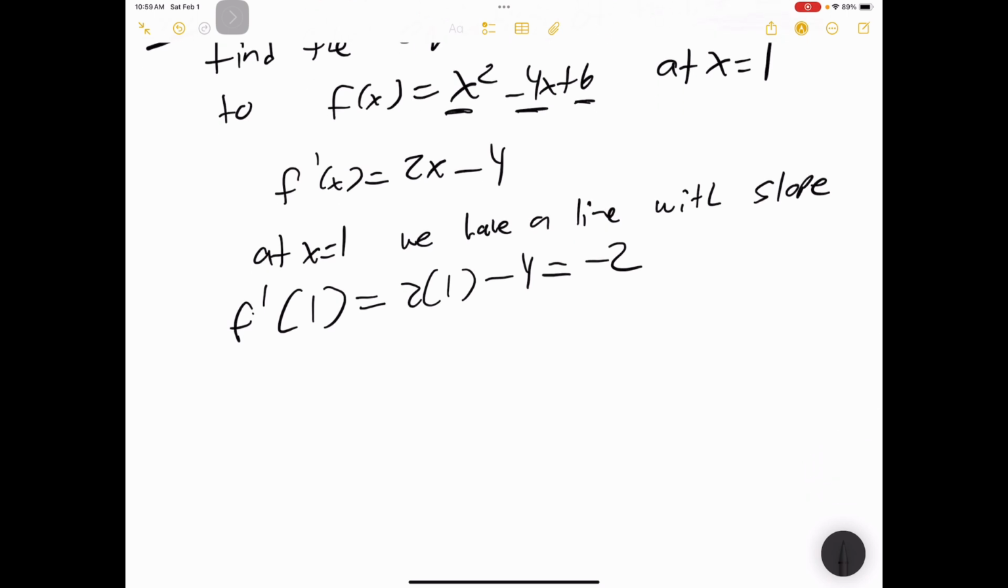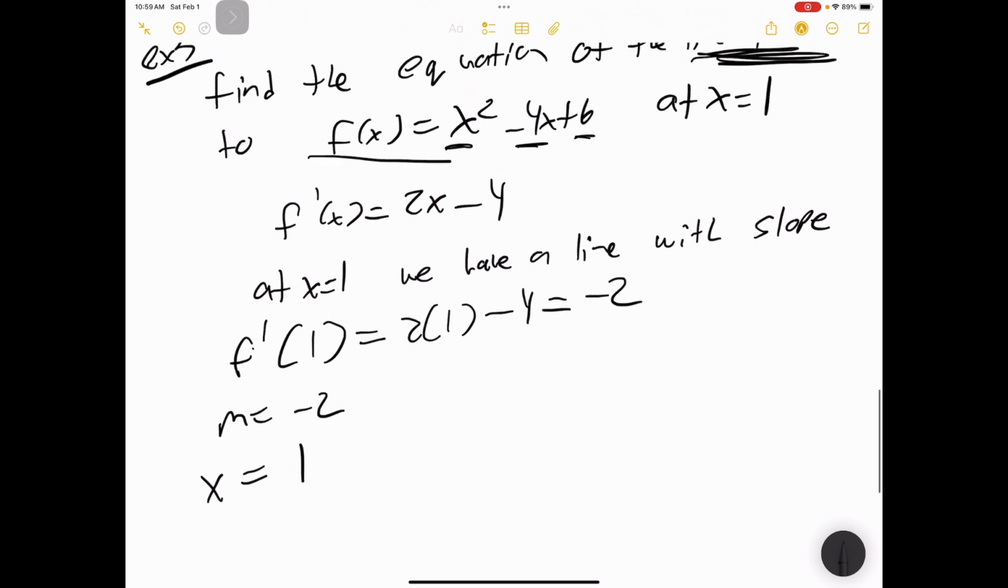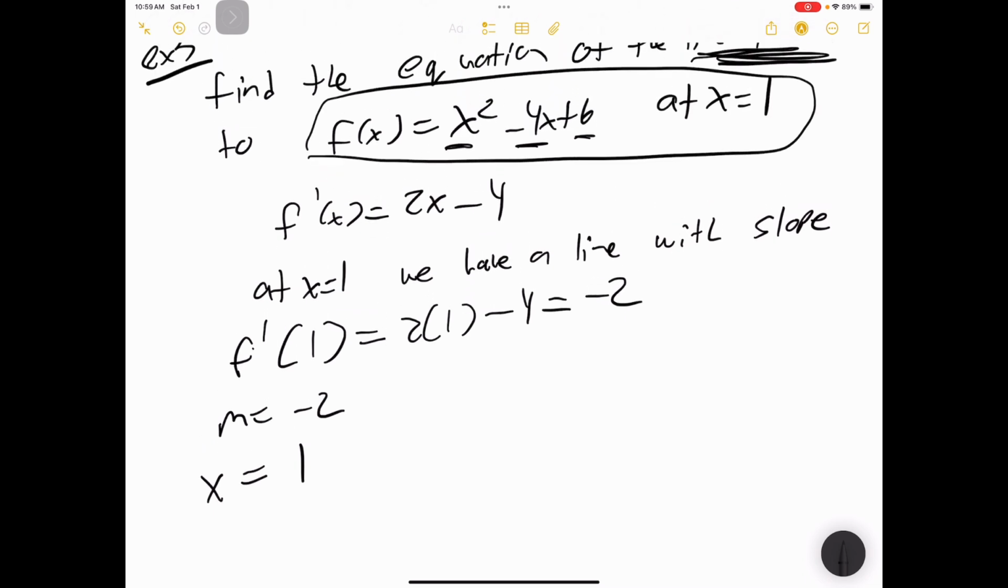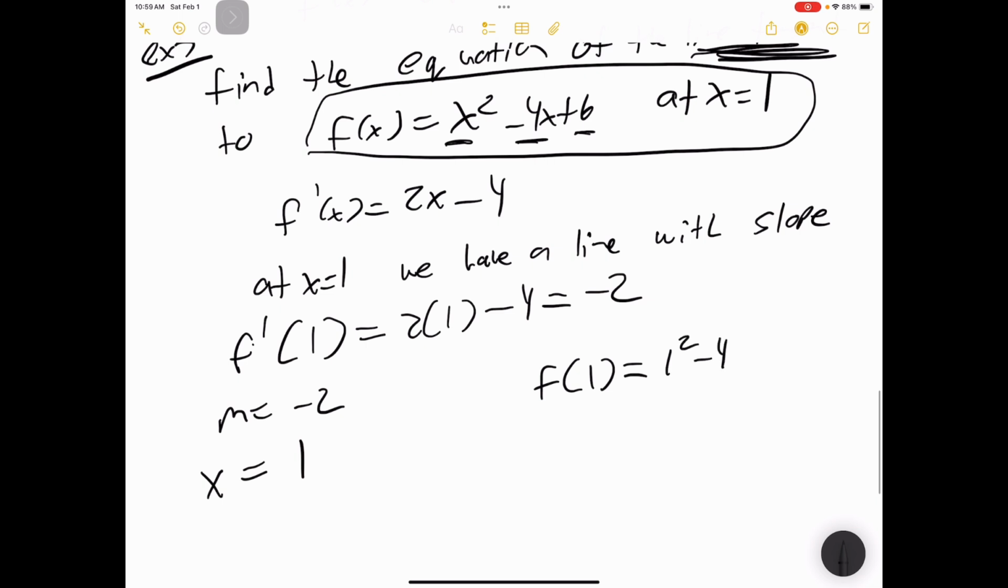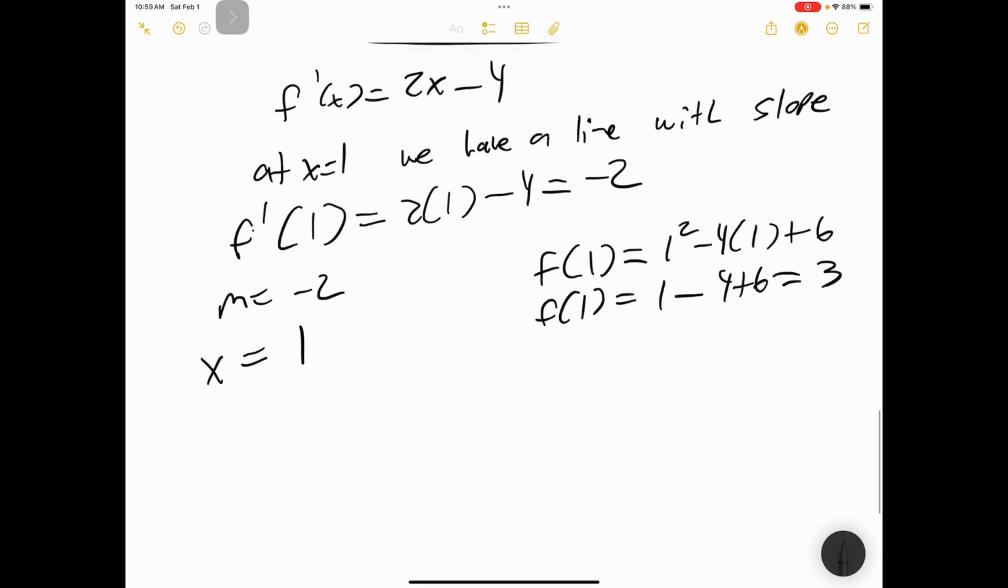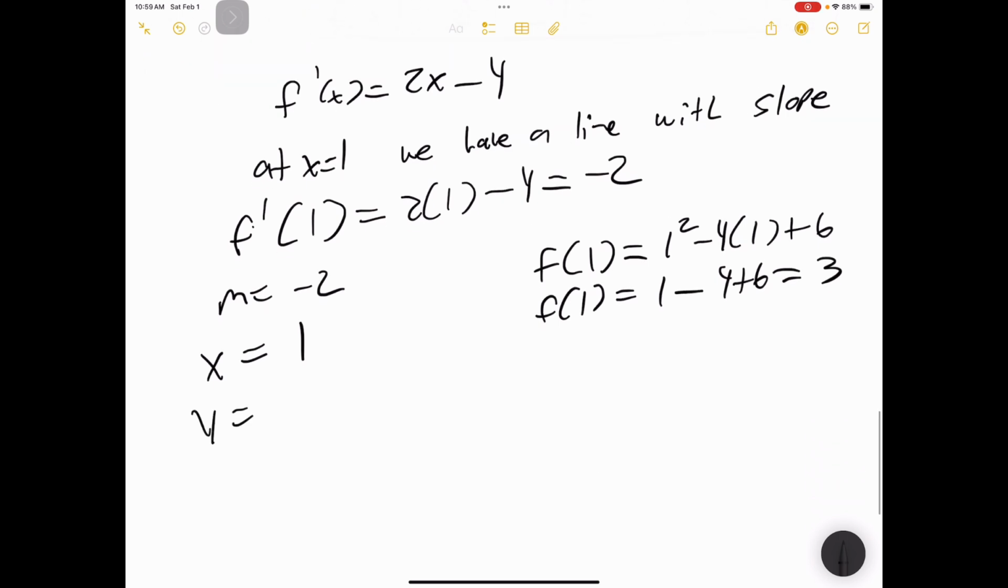So now we have a slope. We have m equals negative 2. We have an x value. We have x equals 1. We could get a y value because we know that we're touching this function at this point. So the y values should agree. So let's do that real quick. Let's find f of 1, which is going to be 1 squared minus 4 times 1 plus 6. And so f of 1 is going to be equal to 1 minus 4 plus 6, which is equal to negative 3 plus 6 is 3. So now we have m equals negative 2, x equals 1, y equals 3.